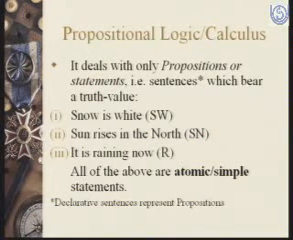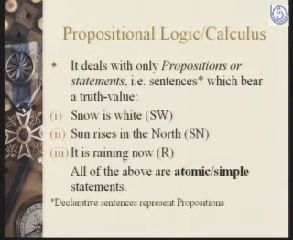Snow is white. Well, it raises a question of yes and no. Snow is white is taken as true. Sun rises in the north. There are two aspects. First of all, whether it raises a question of yes or no, true or false, yes, it raises a question. Secondly, whether the answer is true or false. In this particular case, the answer is false.